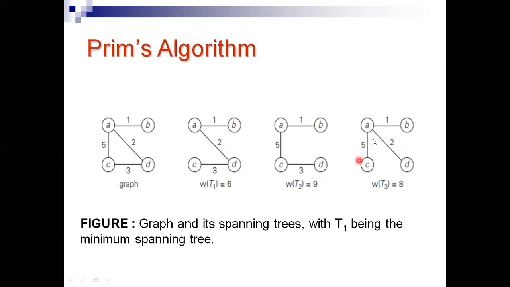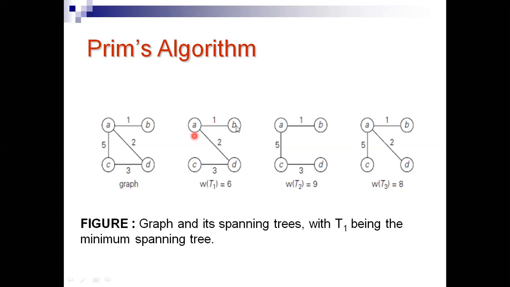So out of all these spanning trees, I should now select the minimum cost spanning tree, which has got the least weight. You can now see the weight which has been calculated: sum of all the weights of the edges. 1 plus 2 plus 3 is 6. 1 plus 5 plus 3 is 9. 1 plus 5 plus 2 is 8. So out of these, the least weight is 6. So which is my minimum cost spanning tree for this graph? T1 is my minimum cost spanning tree.